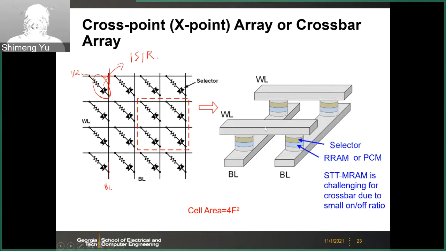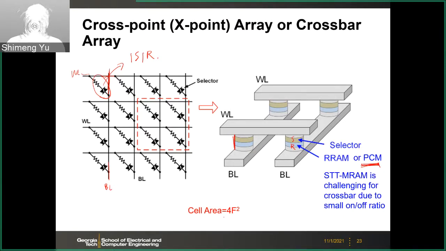From the cartoon figure, you can see that you have this word line and bit line, horizontal and perpendicular to each other, and at each cross point you have this vertical stack, and the stack is made of 1S1R. This R can be either RRAM or phase change. STT-MRAM is difficult to integrate because its on-off ratio is very small, and the sense margin will be very small if you do this 1S1R array. But with RRAM and phase change, you may have opportunities to do this 1S1R. This is what Intel and Micron commercialized with phase change memory in this 1S1R array.